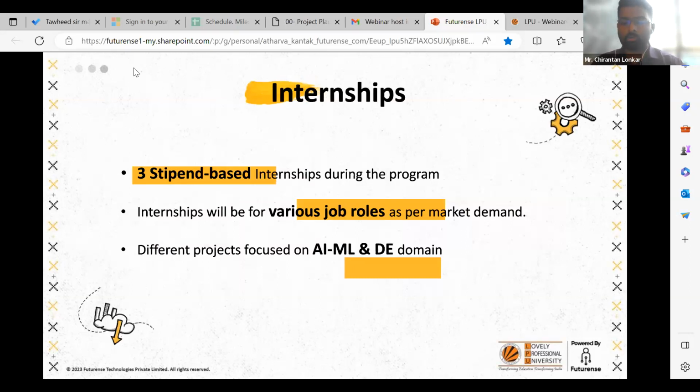What I was talking about, you have 3 stipend-based internships. One will be in artificial intelligence, one will be in machine learning, the other will be in data engineering, so on and so forth. Next slide, please.